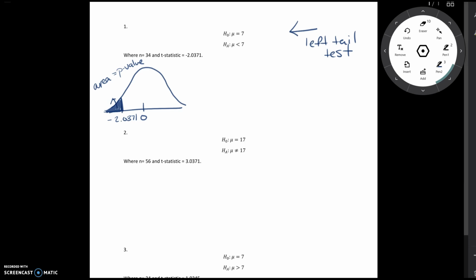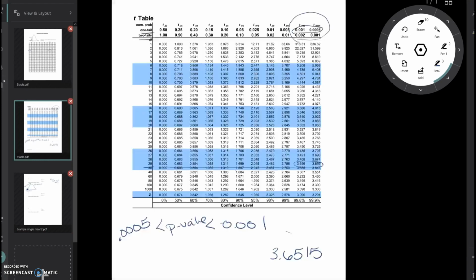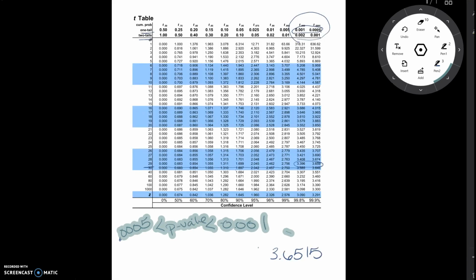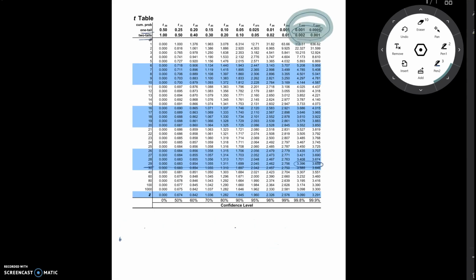Further, notice that we have n equal to 34, so we know the degrees of freedom for this t-distribution are equal to 34 minus 1, which is equal to 33. We're going to use our t-table to help us figure out a range of values for this area. So if we go over to our t-table, here's our t-table. Let me erase this.